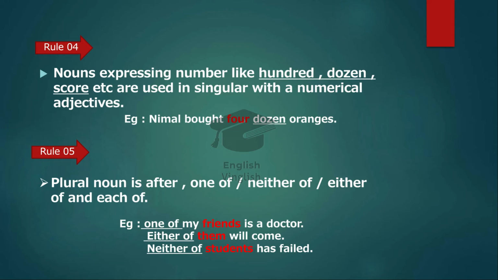For example, Nimal brought 4 dozen oranges. So, in front of dozen, we have used a numerical adjective 4.